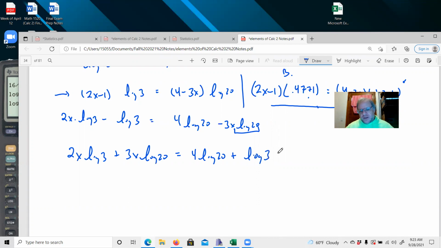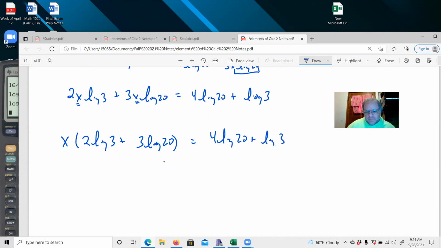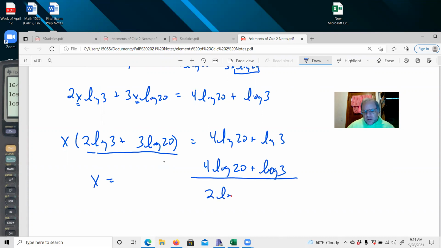You don't have to go back to do the previous stuff we did by combining everything. That's not required, right? So what's common here is an x. So we have an x. Here we go. 2 log 3 plus 3 log 20 is equal to 4 log 20 plus log 3. Last thing you're going to do is divide by this number. I know it doesn't look pretty, but it's still just a number. So 4 log 20 plus log 3 all over 2 log 3 plus 3 log 20, and you're done.